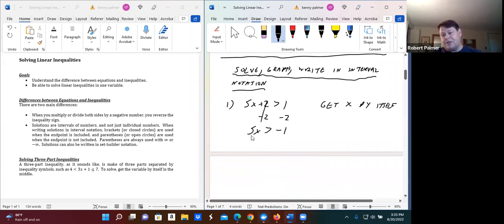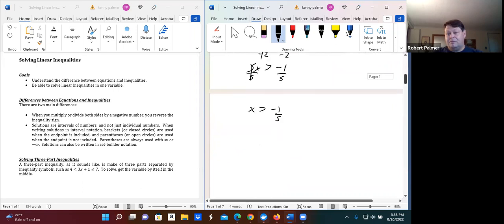Then, of course, to get x by itself, divide both sides by 5. Here we're dividing both sides by a positive, so we don't change our sign. And our solution then is x is greater than -1/5.